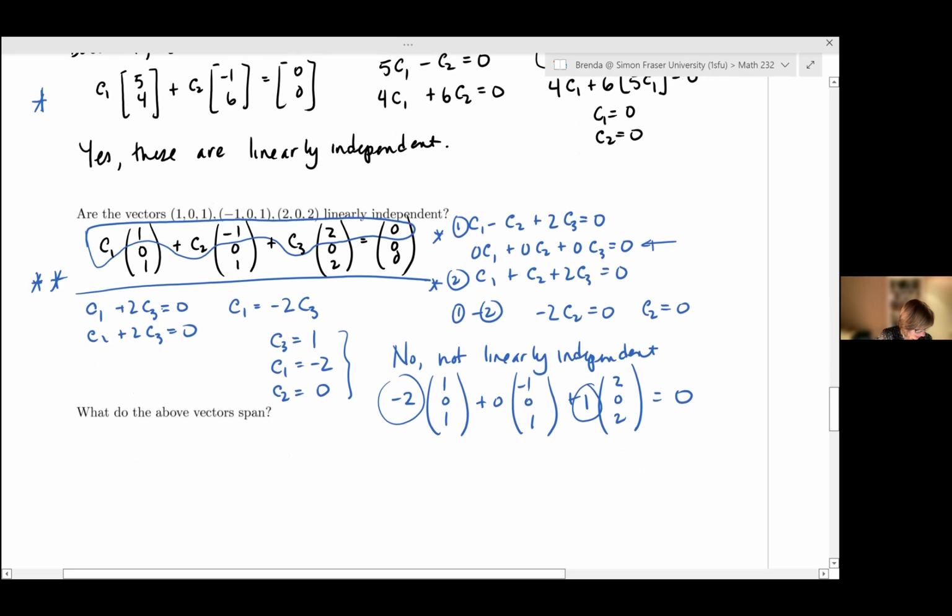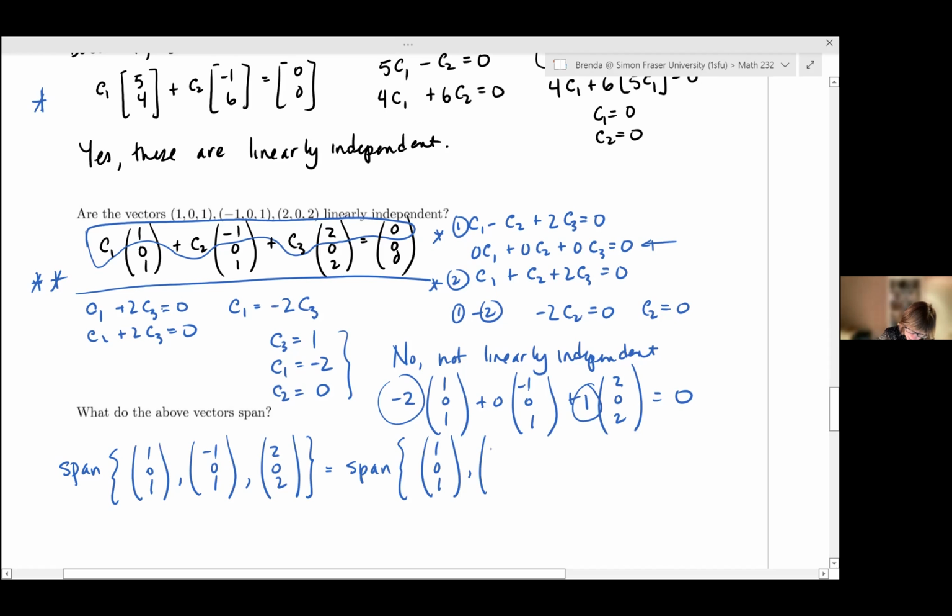Now let's talk about what the above vectors span. The span of 1, 0, 1, minus 1, 0, 1, and 2, 0, 2 is going to be exactly the same as the span of 1, 0, 1 and minus 1, 0, 1, because this third vector is simply a multiple of the first. So I do not need it. I can clearly make V3 as 2 times V1. I don't get anything out of that, so I can eliminate it. Those two spans are the same.